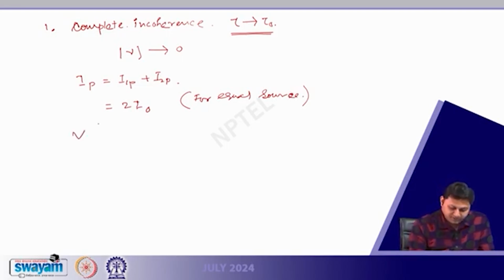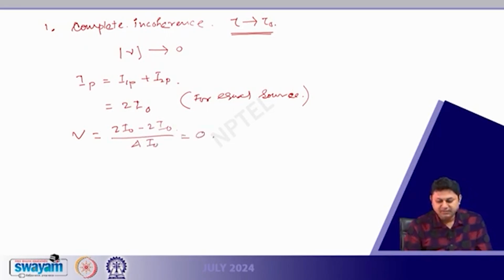And what is the visibility? If I find out the visibility, it should be 2 I naught minus 2 I naught divided by 4 I naught. So there will be 0. So visibility will be 0. So when we have complete incoherence, then there will be no visibility at all, because these two waves are simply cancelling out. Cancelling out means there will be no correlation between these two.